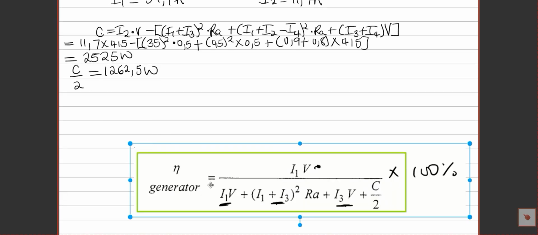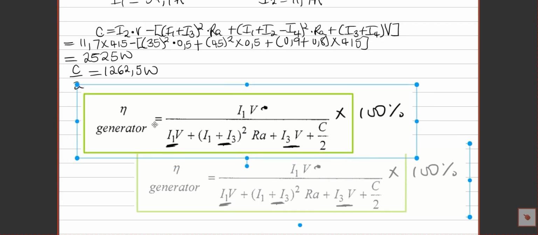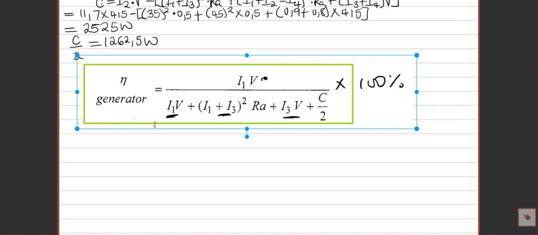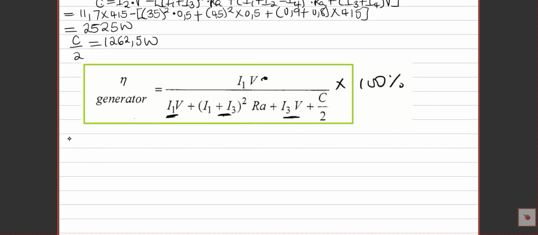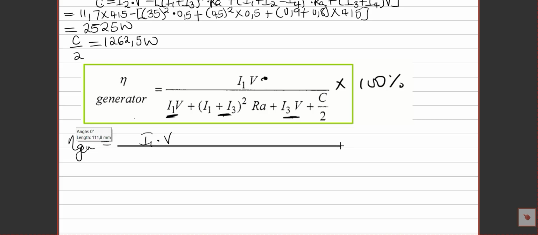I'll take you through the mark allocation. Hopefully I'll give you the right one. I'm rewriting this formula. Efficiency as a generator, we have I1 times V over, we have I1 times V plus I1 plus I3 squared times RA plus I3 times V plus C over 2, times 100%.